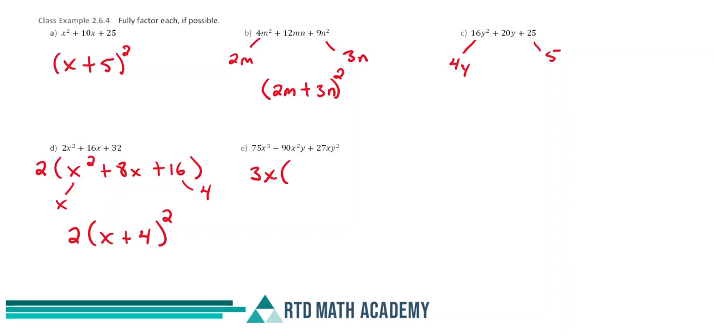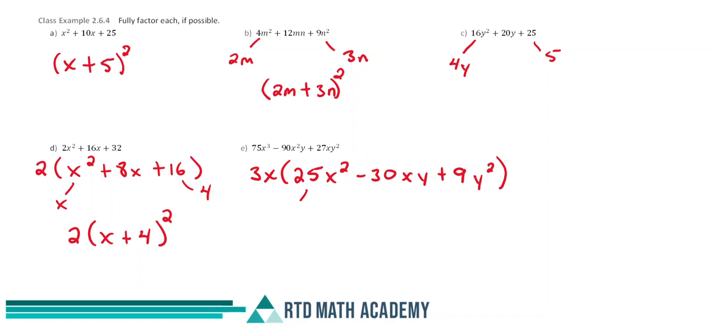Now going back through it again, 75 divided by the 3 I took out is 25. And I still have x squared. And the 90 divided by the 3 I took out is now negative 30. And then factored out an x, so now we just have x, y. And then the last one, 27 divided by the 3 I took out is positive 9, and then y squared. All right, so this is looking better, right?